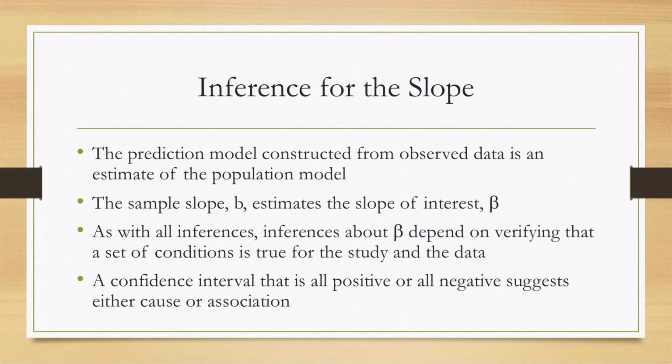The prediction model that we constructed from observed data is an estimate of the population model. That is, if you had the entire population of data and you went ahead and constructed a model, that would be the population model. But of course, we never have the whole population of data, so we look at a limited number of observations that are drawn from that population. And the model that we come up with is our best guess of what it would have looked like if we had constructed a model based upon the whole population.